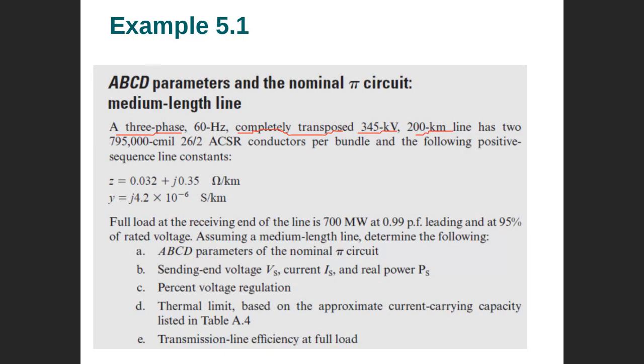It has 2795 kcmil, kilo circular mil, and the ACSR is also given. So this is table A4. You will go to table A4, two per bundle, meaning two conductors per bundle. And the following positive sequence constants: so we have Z and Y.